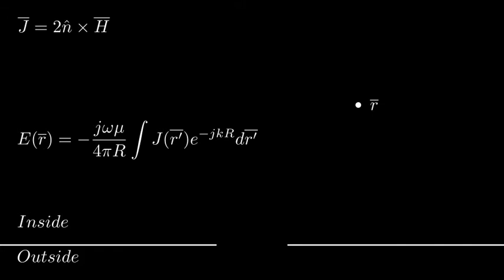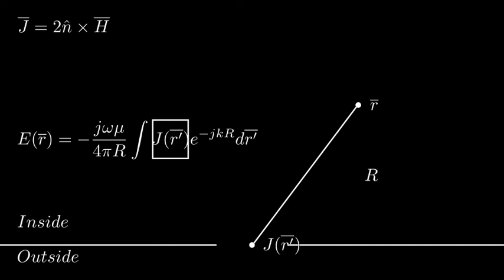J is just our current from before at some location R'. Big R is the distance between R', where the current is, and R, where the observer is. So this term means we're just taking the phase of the current and rotating it clockwise by an angle proportional to the distance, big R. The constant of proportionality, K, is 2 pi times the frequency of the radiation divided by the speed of light. The integral sign just means we're adding together the contributions from all the currents in the window.